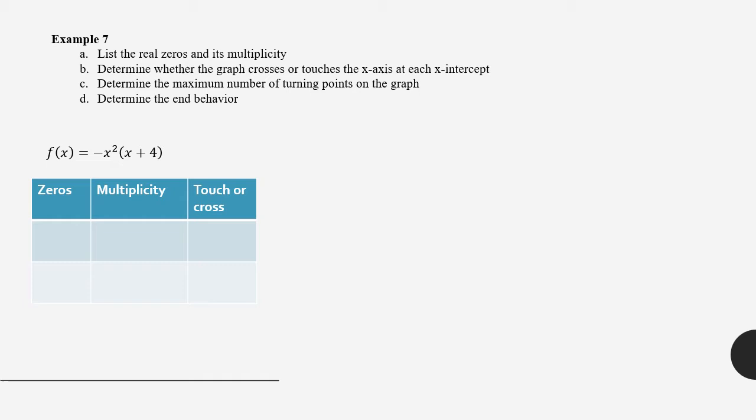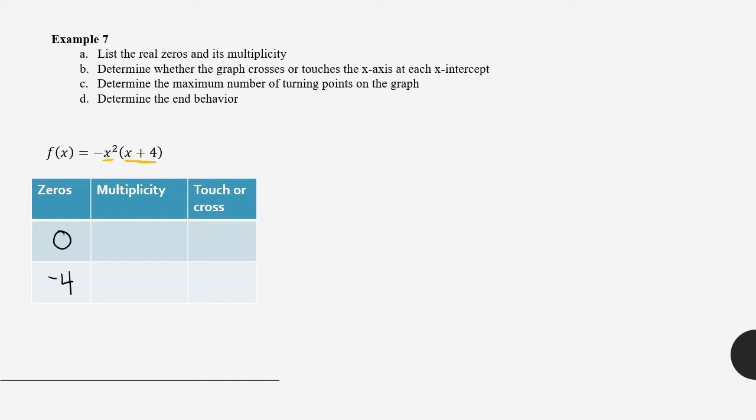So the zeros of my function are 0 and -4. Okay, so 0 is a zero because of this x squared right here. And then if x plus 4 is equal to 0, then our x would be -4. So that's how we get the two zeros.